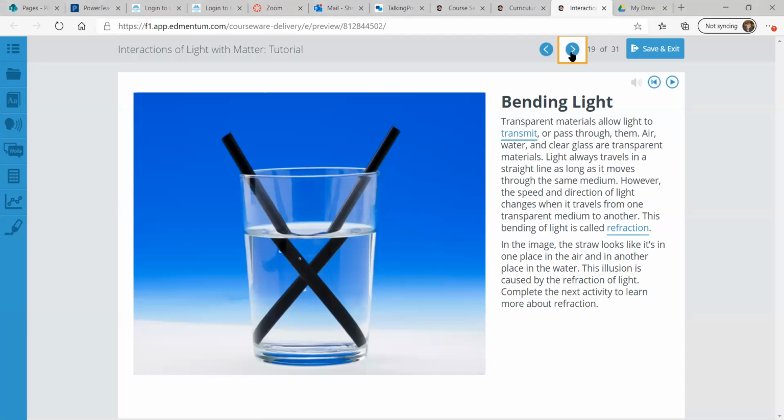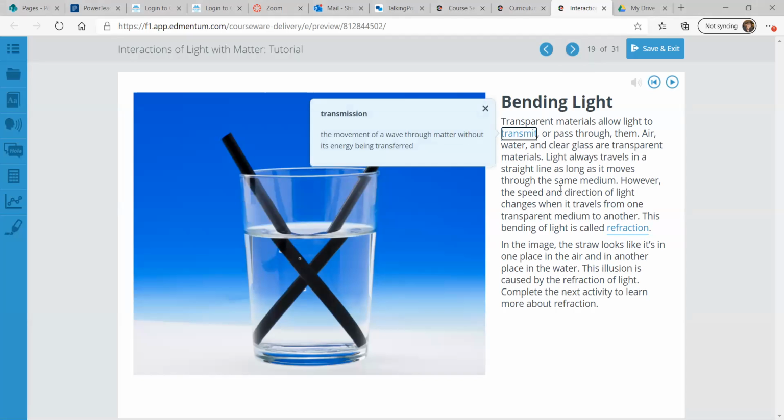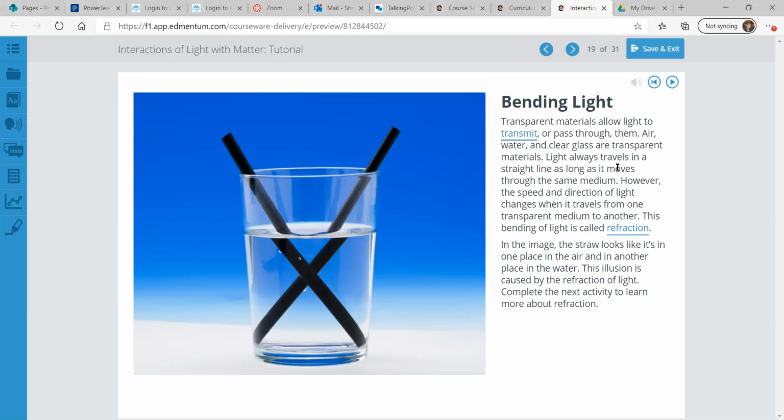Transparent materials allow light to transmit or pass through them. And if we look at transmission, the movement of a wave through matter without its energy being transferred. So think of the wave just passing through. Light always travels in a straight line as long as it moves through the same medium. However, the speed and direction of light changes when it travels from one transparent medium to another. And this bending of light is called refraction.